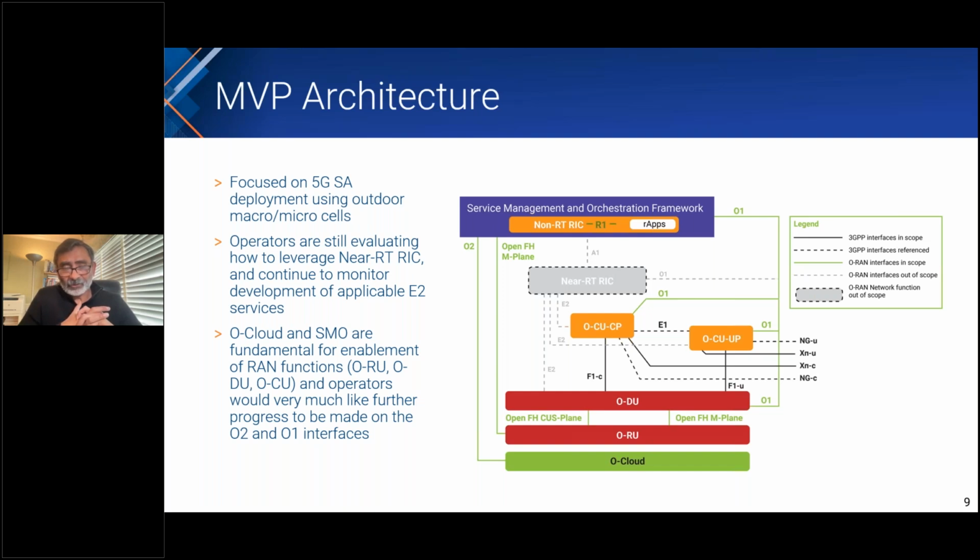People recognize that the O2 interface is still being developed. It may not be as mature as everyone would like, but the thought process was that including OCloud and the O2 interface as part of the MVP will provide impetus to the respective ORAN working groups to progress the work in maturing the O2 interface. Next slide.